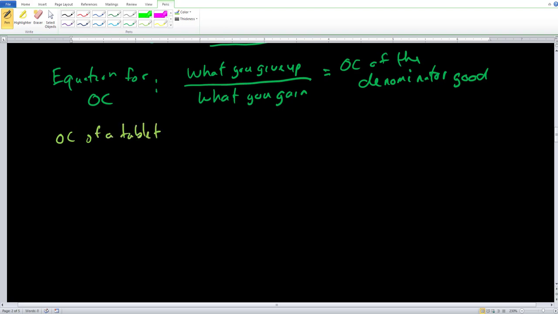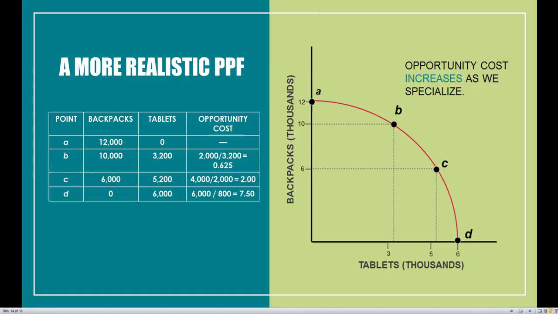And once again, because we have a curved PPF, we want to specify from point A to point B. So as we go from point A to point B, what are we gaining? What are we losing out on? So at point A, we have 12,000 backpacks and 0 tablets. And at point B, we have 10,000 backpacks and 3,200 tablets. As we go from point A to point B, we want to go ahead and use our equation.